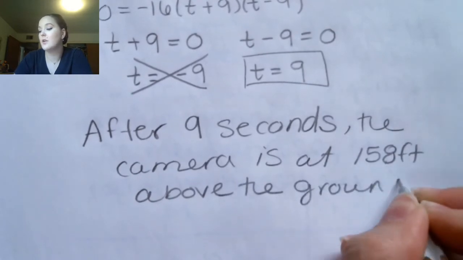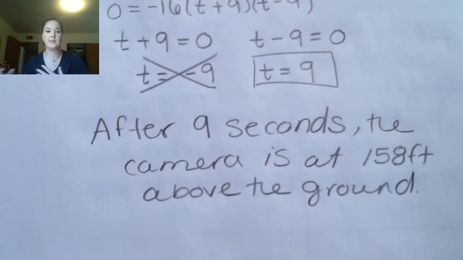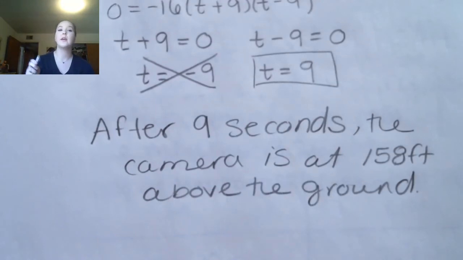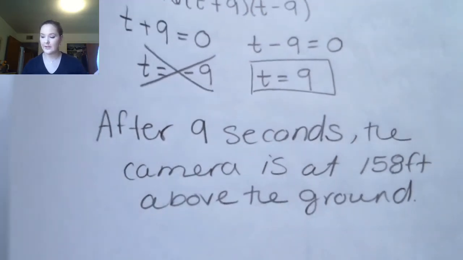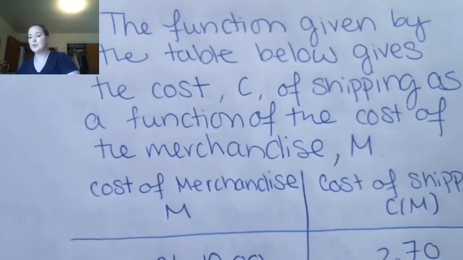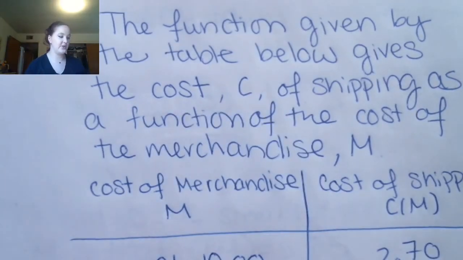Okay. You'll notice that our answers for what does this mean are all very similar, and that's because we're talking about the same situation, right? We're talking about a fallen camera. So all of these questions are going to be after a certain period of time, the camera's at a certain height, right? And that's really coming from the wording of the question, the original question about dropping the camera. Okay. All right, let's move to our example 2 that has a very different type of function.